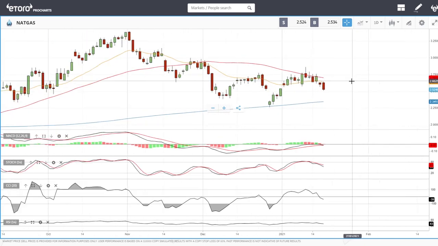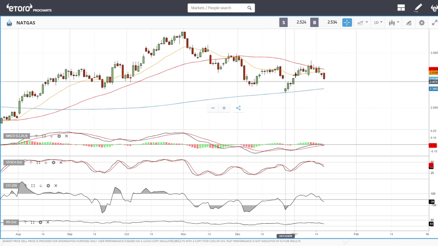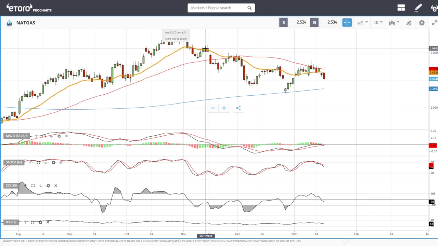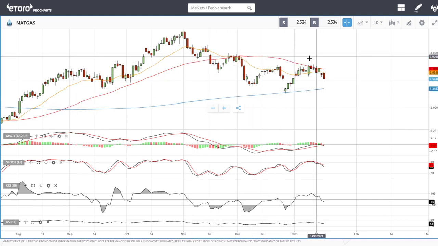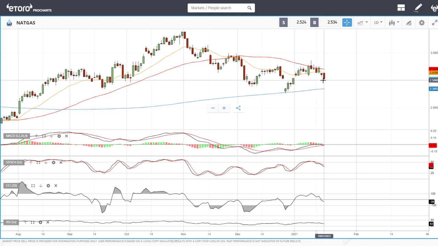So, as I said yesterday, I expected us to break down towards the 200 moving average. So this is just a continuation of this move here. So breakdown, rally, breakdown, rally, breakdown, rally. We never really managed to trade above the 50 moving average. We pierced it, and then we just broke down significantly. Now we're trading at 2.5, and next target is roughly 2.345.